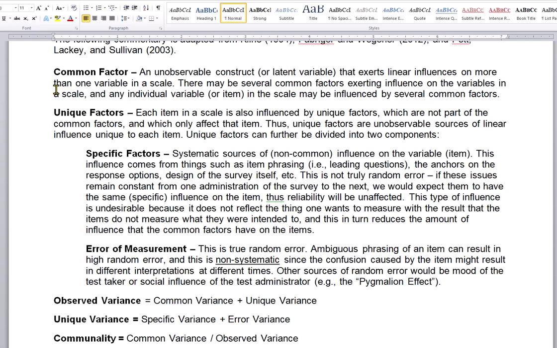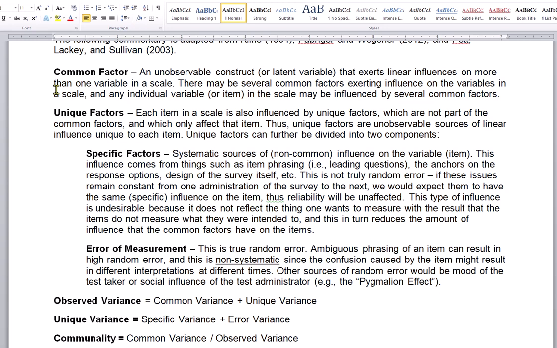And so the common factor is the behavior in the items that's all attributable to or caused by the latent variable. So the unobserved construct or latent variable exerts linear influences on more than one variable, more than one item in a scale. There may be several common factors, depending on how many factors your factor analysis identifies. We don't know how many when we first start, that exert influence on the variables in a scale.